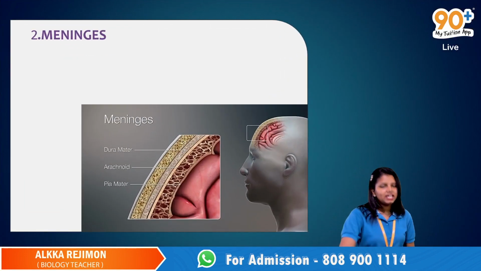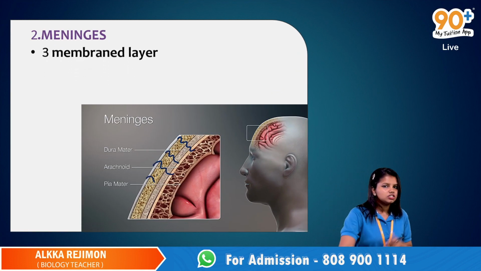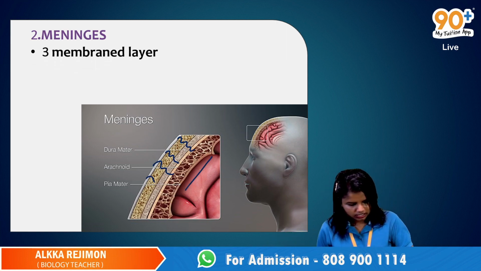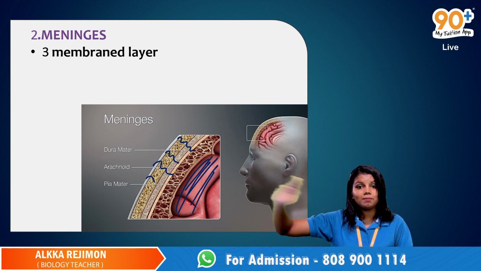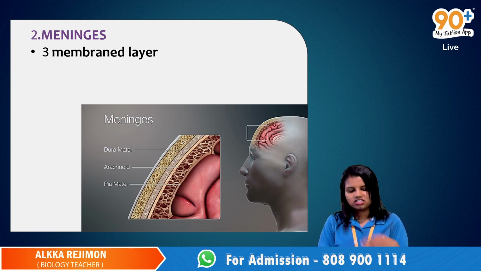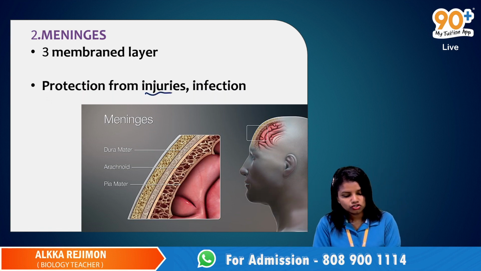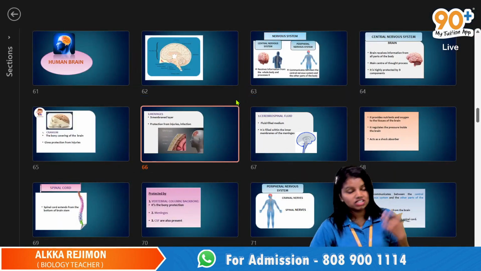Then comes the meninges, and meninges are nothing but layers of tissue. You can see the layers of tissue just outside of the brain. This is a zoomed in picture of a brain, and just above that you can see these three membrane layers of the meninges, which give most of the protection from infections as well as physical injuries.